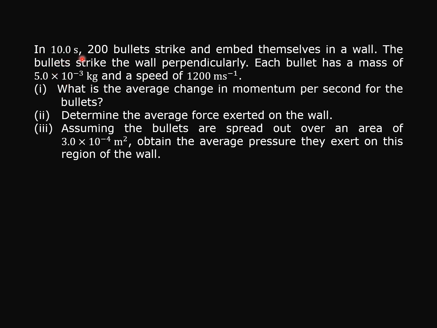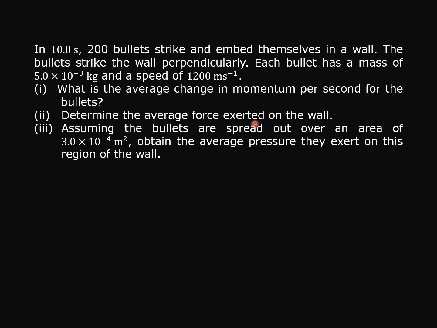In 10 seconds, 200 bullets strike and embed themselves in a wall. The bullets strike the wall perpendicularly. Each bullet has a mass of 5 grams and a speed of 1,200 meters per second. What is the average change in momentum per second for the bullets?